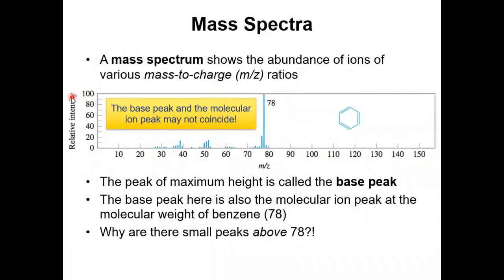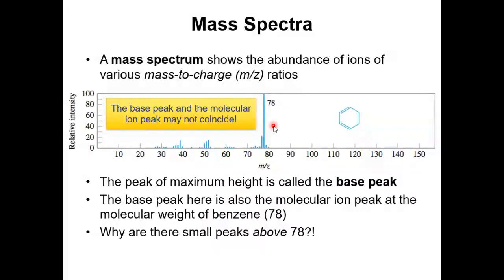That means it is relative to the strongest peak we have here, 100%. We also call it the base peak. The base peak is the peak of the highest intensity, 100% intensity. Although the first kind of ionic species formed in a mass spectrometer is called the molecular ion peak, the base peak and the molecular ion peak could be different. But here, this example is a mass spectrum of benzene.